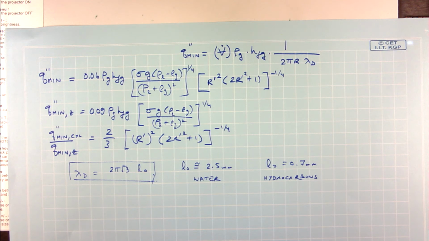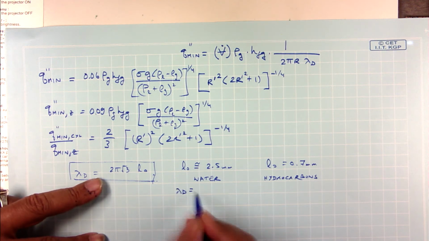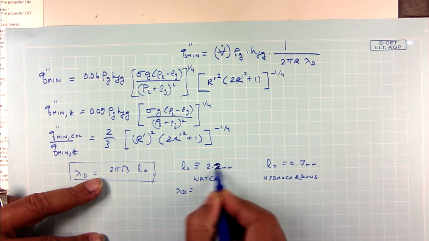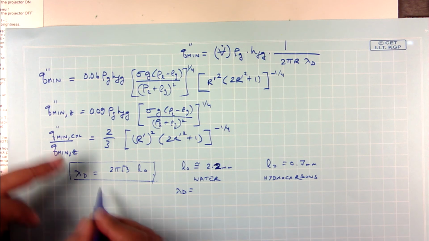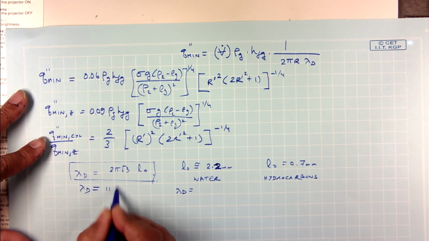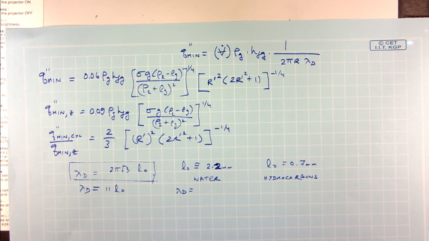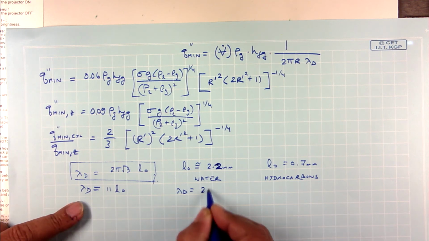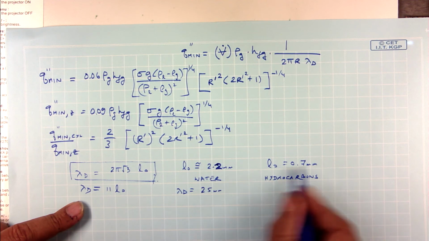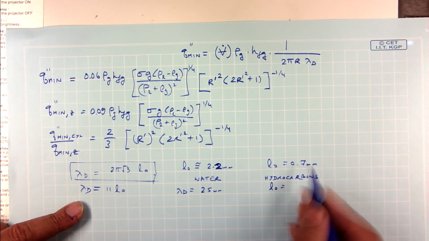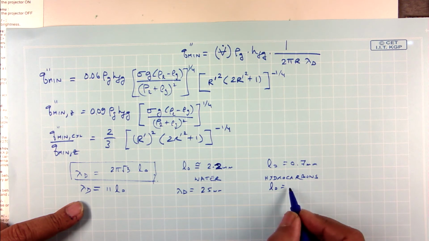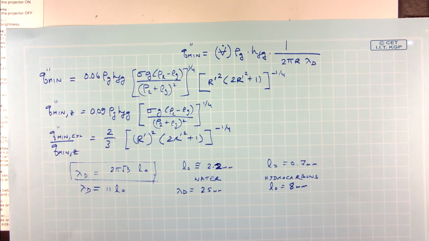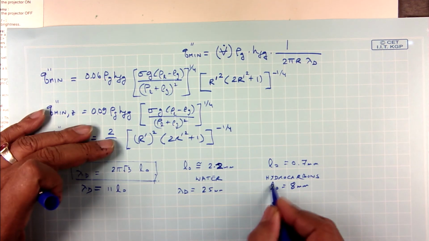That's the value you will get. Okay. And so if you calculate the value of lambda d, which is roughly, actually this is 2.2, I'm sorry. So lambda d is roughly equal to what? We found 11 times L naught, 2 pi root 3 is about 11, right? So that means this is about 25 millimeters, and this is about 8 millimeters, let's say, isn't it? Oh, lambda d, sorry.